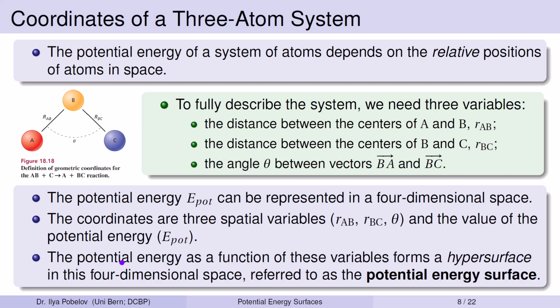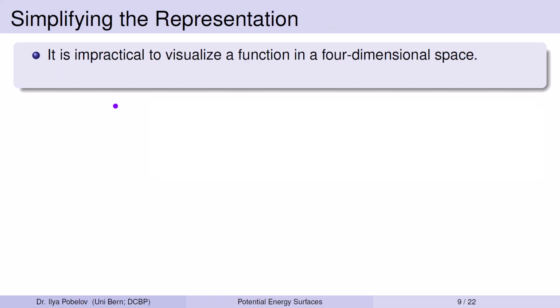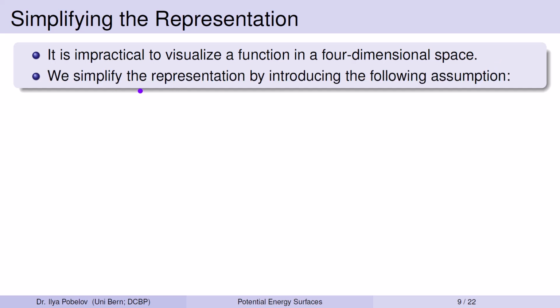The potential energy as a function of these three variables, describing the arrangement of atoms, forms a hypersurface in this four-dimensional space, referred to as the potential energy surface. Since it is impractical to visualize a function in a four-dimensional space, we simplify the representation by introducing the following assumption.